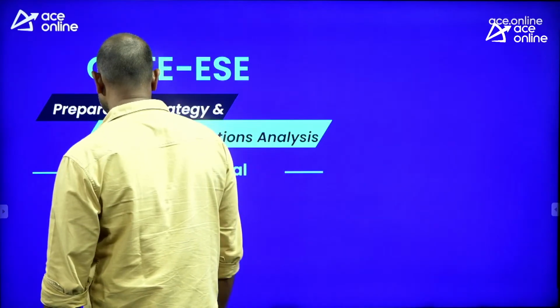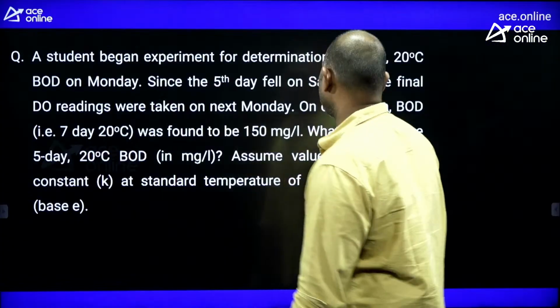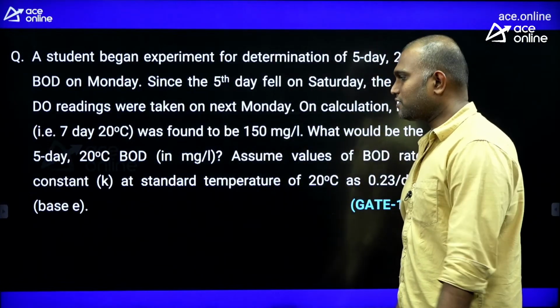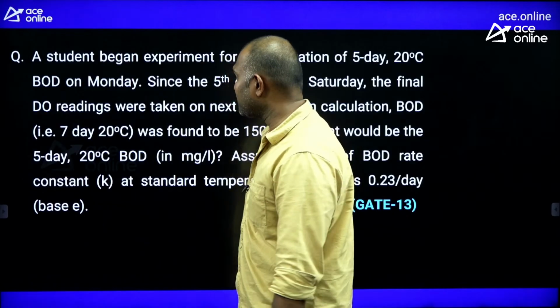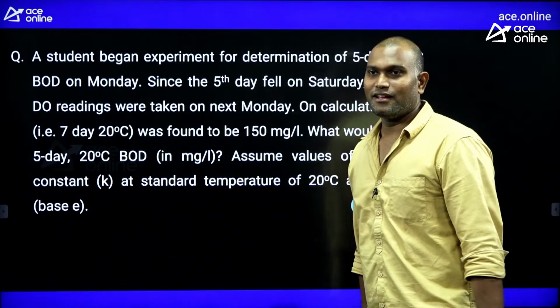Now I think today, due to the India-Pakistan match, most of the students are focusing on the match, not on the subject. Fine, let's say.